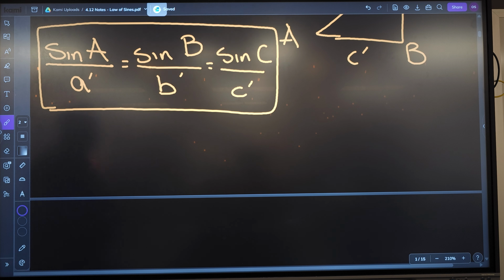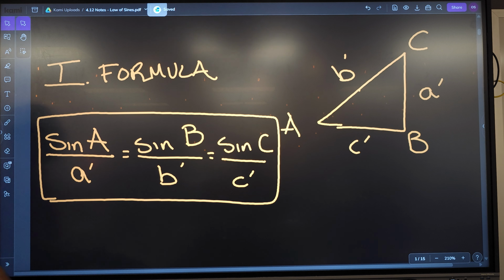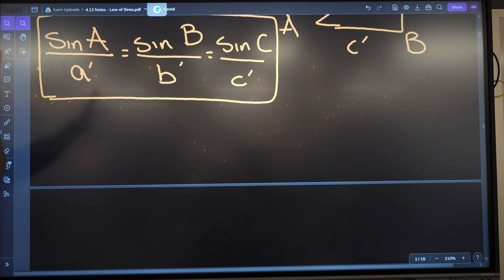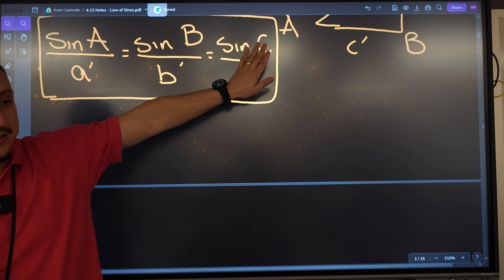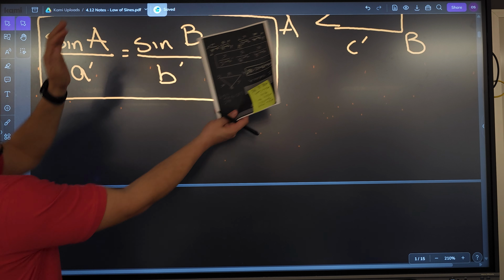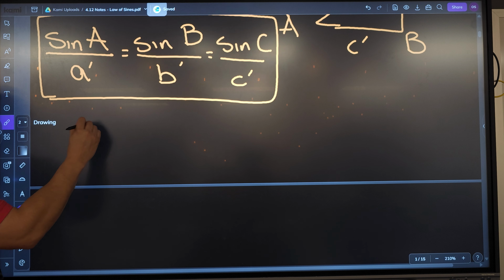Okay, so that's the formula. This is the law of sines formula that goes with this triangle. You're not going to use all three fractions at any time; you only use two fractions at a time, in any combination. So you could use A and B together, or B and C together, or even A and C together, in any order, okay? Now, let me set one of these up.